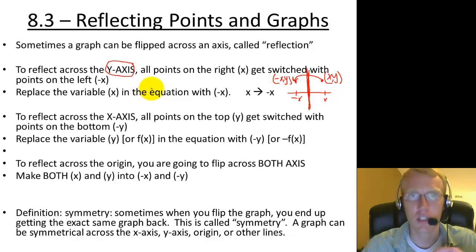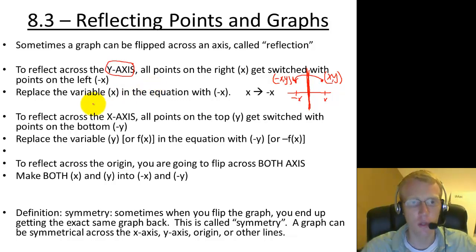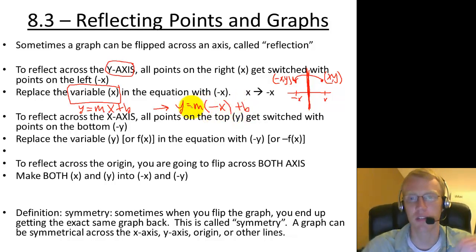And if you want to reflect an entire graph, how do you change the equation? You do the same thing, except instead of changing the numerical value of the x coordinate, you're changing the entire variable x into negative x. So if you started with y equals mx plus b, your new equation would be y equals m, and then you put in a negative x, plus b. So in effect, it changed the slope from positive to negative without changing anything else.